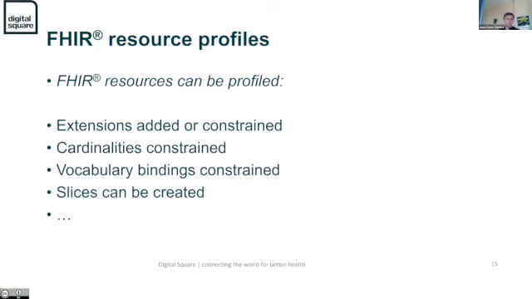The same thing with the value sets. If the value set for allergies is this big or is anything, we can say, no, in this country or in this system, we only want the allergies to be these 14 codes or these 200 codes, depending on what you do.